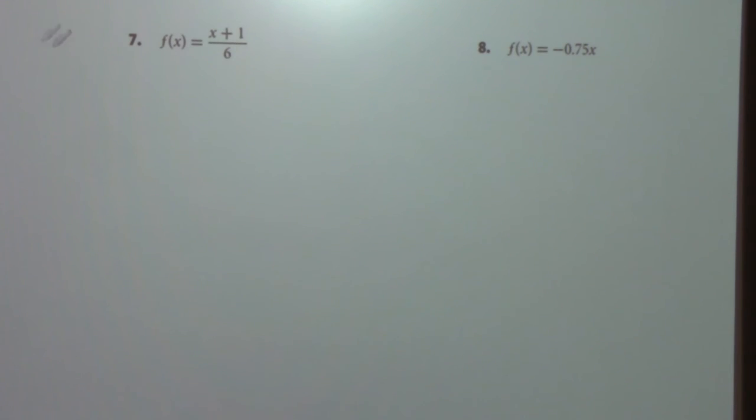Now, let's go on here. We have these two functions. I want you to work on those. We'll go over those pretty quickly. And for this one here, 8, we have f of x is equal to negative 3/4 x.